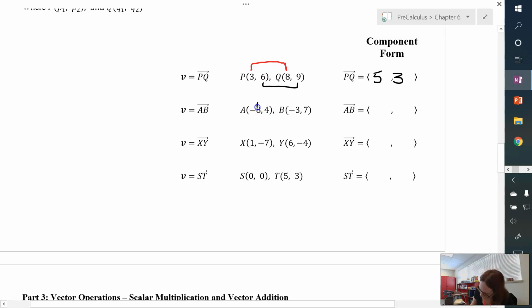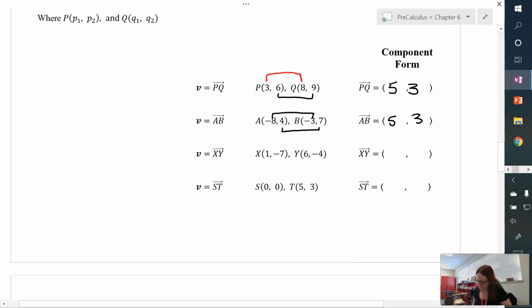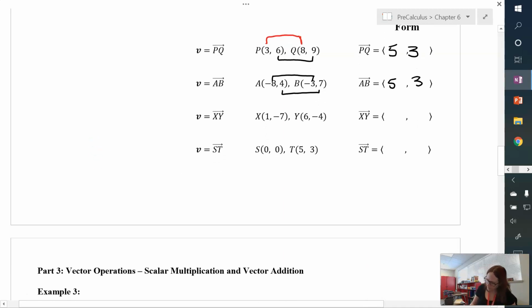So to go from -8 to -3, you have to add 5. To go from 4 to 3, I add 7. So each time, all I'm doing is finding the difference between those coordinates, and that gives me my component form. Here's another one, vector xy. Let's do the x's. So I have a 6 minus 1 gives me 5. And then a -4 minus a -7 is 3.